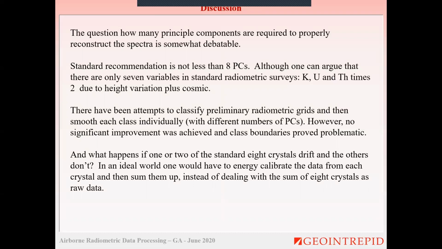What happens if there are 2 crystal packs? Each crystal pack consists of 4 liter crystals, so we have 8 crystals, and each of them is basically an instrument in itself. So what happens if one of the crystals is drifting and the others don't? Do we accommodate by increasing the number of spectral principal components, or don't we do that?